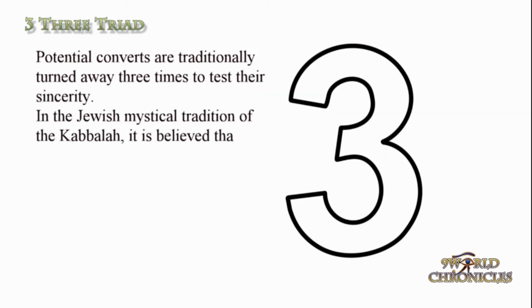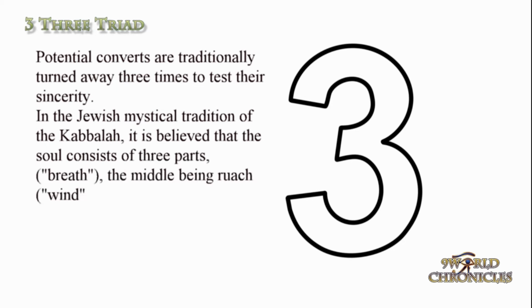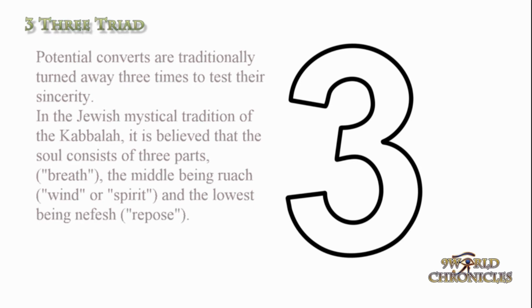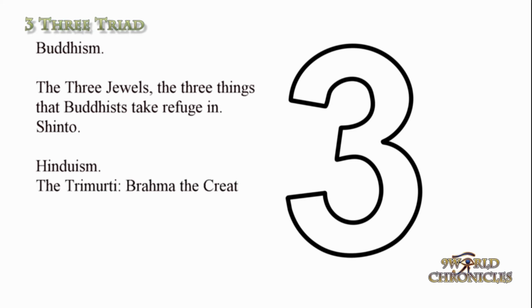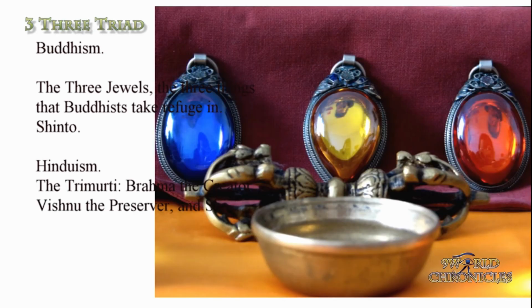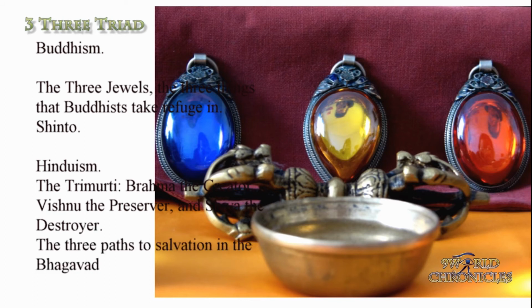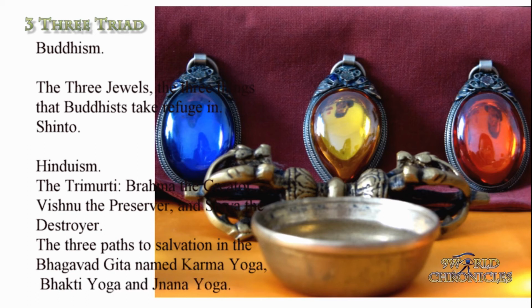In Jewish mysticism of the Kabbalah, it is believed that the soul consists of 3 parts, being the breath, the wind, and the repose. In Buddhism, there are the 3 jewels, which are the 3 principal ideologies of the faith. In Hinduism, the Trimurti consists of Brahma, who is the creator, Vishnu, who is the preserver, and Shiva, who is the destroyer. There are 3 paths to salvation in the Bhagavad Gita.